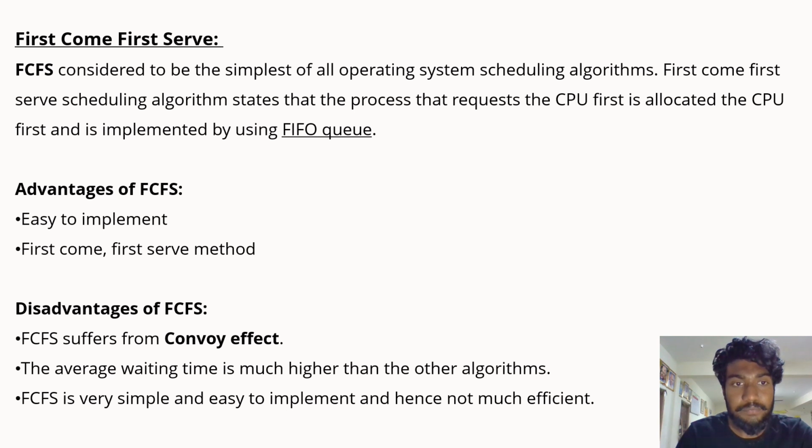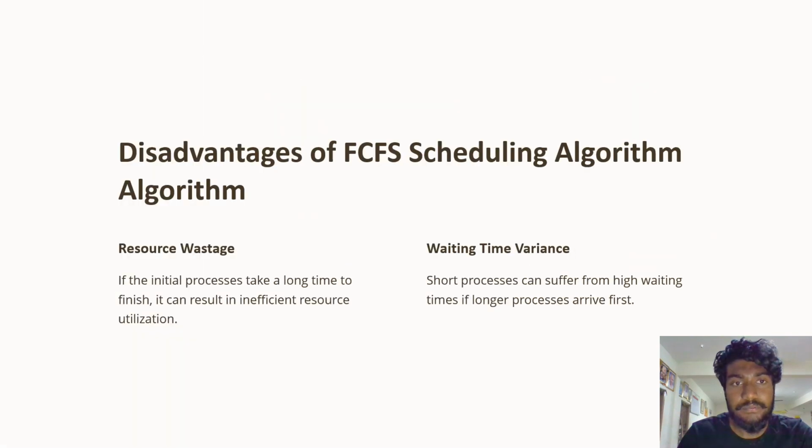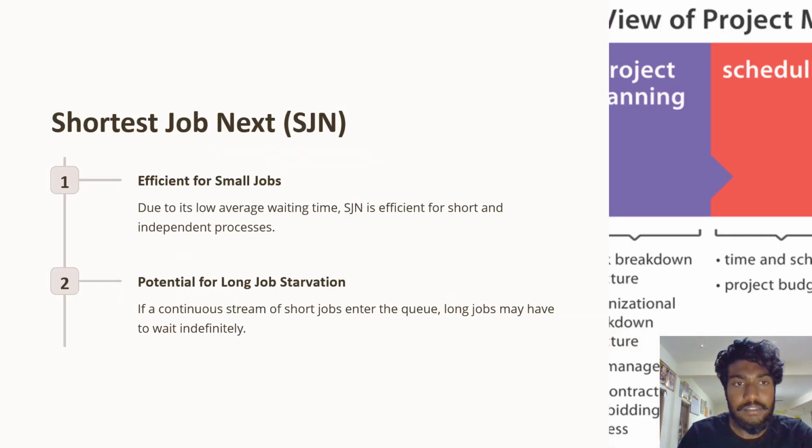Advantages of FCFS: easy to implement, first come first serve method. Disadvantages of FCFS: FCFS suffers from the convoy effect. The average waiting time is much higher than the other algorithms. FCFS is very simple and easy to implement and hence not very efficient. Advantages of FCFS scheduling algorithms are simple implementation and being well suited for certain scenarios. Disadvantages of FCFS scheduling algorithm: resource wastage and waiting time variance are some of the examples.